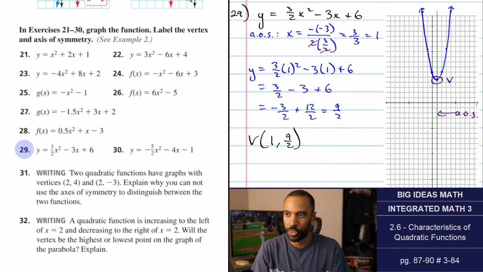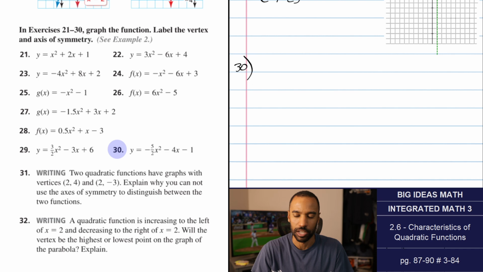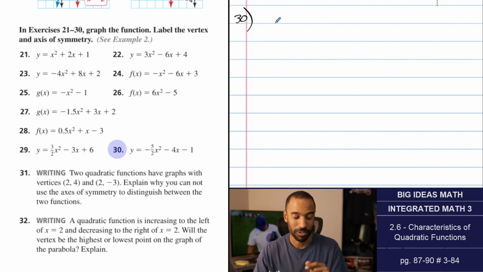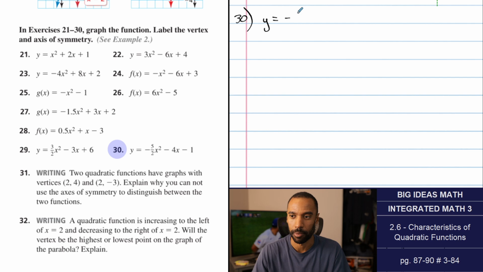All right, number 30, last one of this set. Y equals negative 5 halves x squared minus 4x minus 1. I might have spoken too soon on this, especially because of something you'll see. This one's going to be a significantly less fun problem. This one's going to take a little bit longer. Negative 5 halves x squared minus 4x minus 1.